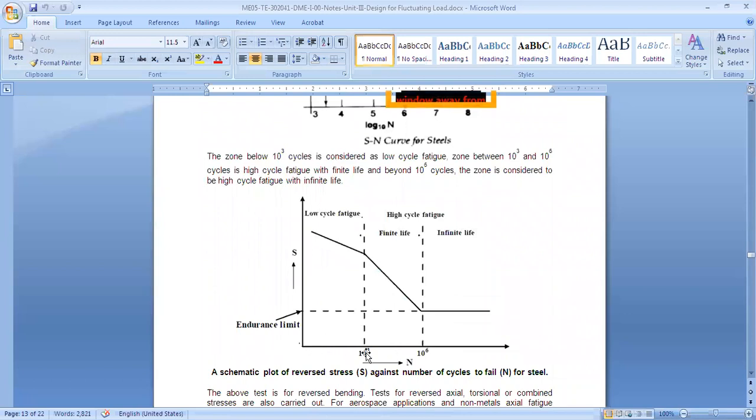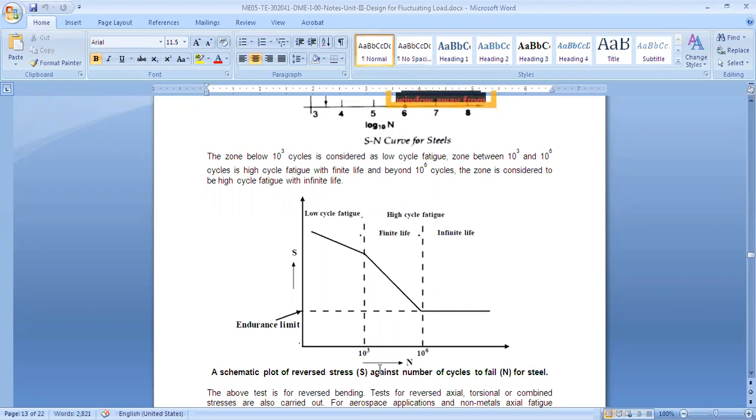But if we plot the whole thing, from 0 to 10 raised to 3 to 10 raised to 6, then from 0 to 10 raised to 3 cycles, meaning 0 to 1,000 cycles, that stress is called low cycle fatigue. For low cycle, it will fail from 0 to 1,000 cycles. If it survives from 1,000 to 1 lakh, 10 lakhs, then we call it high cycle fatigue. That means your sample is surviving for high cycle.